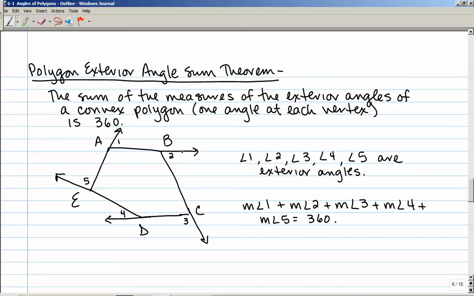But we only count one at each vertex. So I could extend this side BC out here, but that would give me another angle, so I only need one at each vertex. So angles 1, 2, 3, 4, and 5 are exterior angles, and the sum of those angles, measure of angle 1 plus measure of angle 2 plus measure of angle 3 plus measure of angle 4 plus measure of angle 5, is 360 degrees. No matter how large or how small your polygon is, the sum of the exterior angles is always 360 degrees.